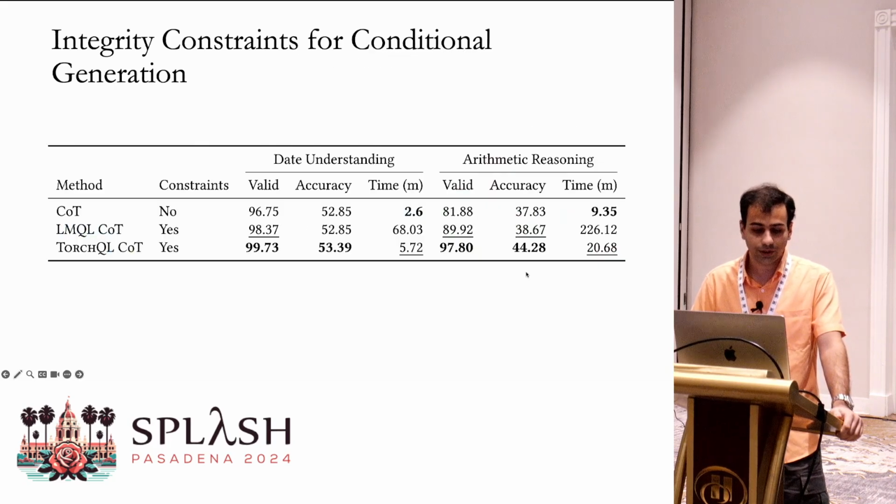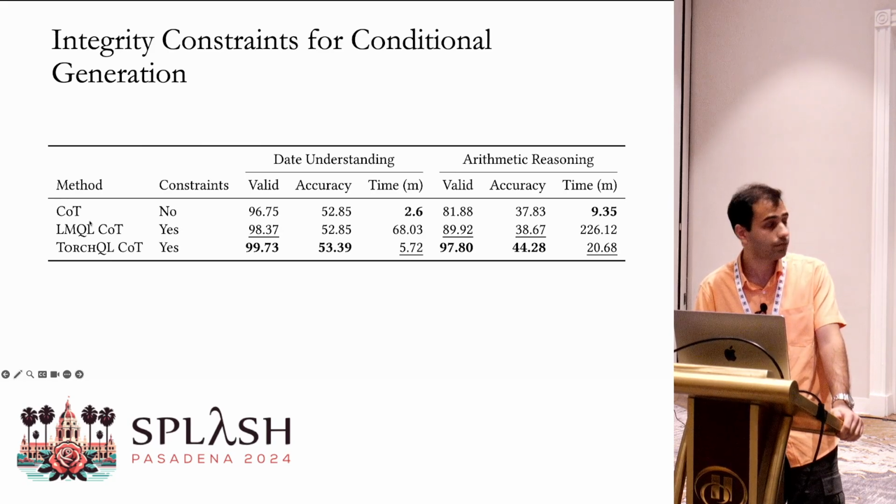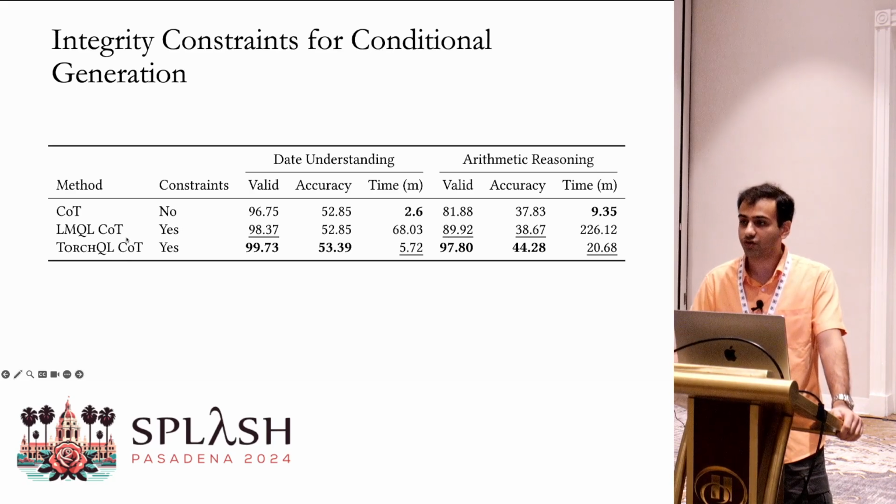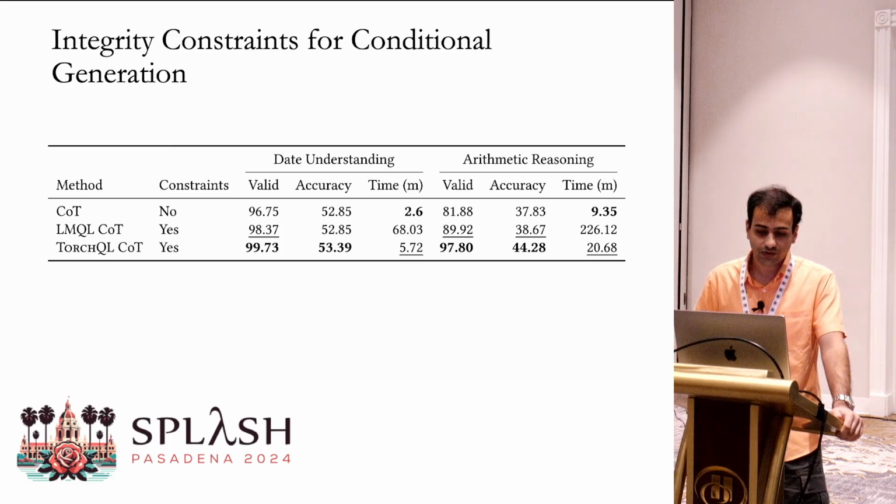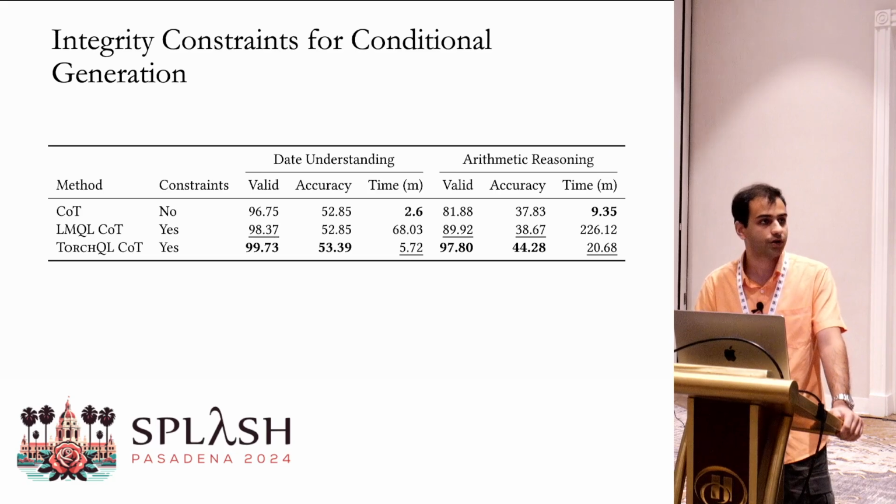And then it looks at the constraint and then it outputs the answer which actually obeys the constraint. And we compare this chain of thought to our standard chain of thought on the top and to LMQL chain of thought, which is another constraint generation technique, but that works token by token. And we see that TorchQL chain of thought is faster than LMQL chain of thought because we are able to scale much better. And it's also more accurate and produces more valid results than LMQL chain of thought. But it's still slower than your traditional chain of thought prompting because we have the added overhead of providing the constraints.